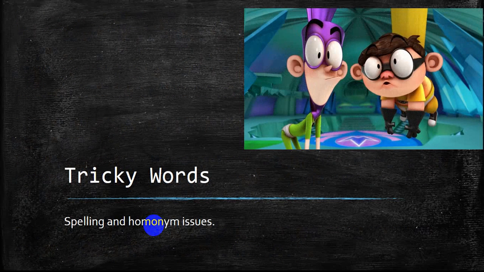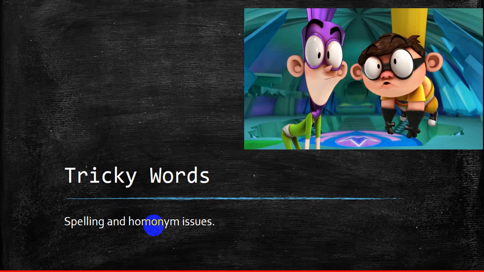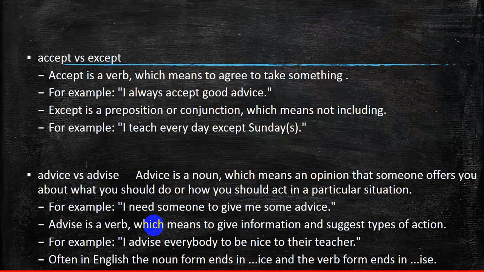And finally, we're going to go over a few tricky words. Sometimes the issue is spelling, but very often homonyms cause trouble. So in other words, the words might be spelt and sound the same, or might actually just be homophones, where they're spelt differently but sound the same, and a lot of issues arise from that.